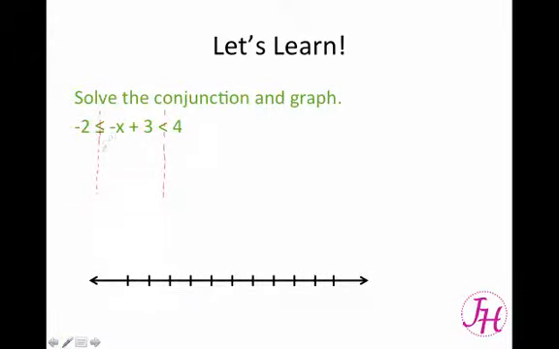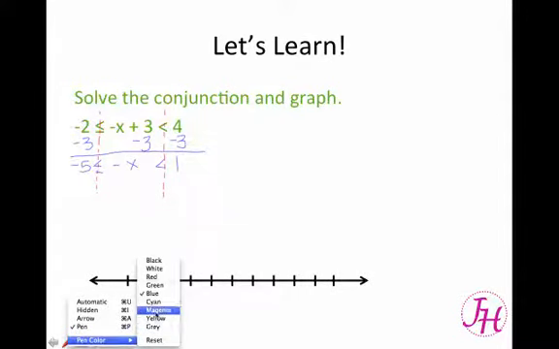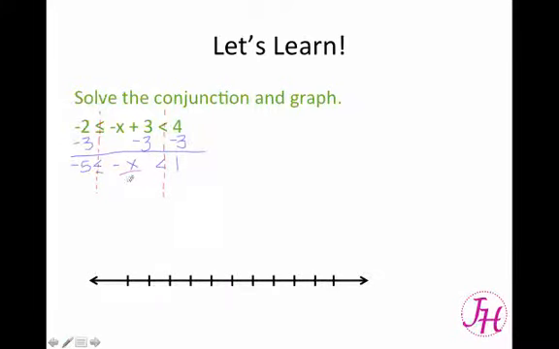Then it's just like a regular equation in the sense that we want to get x by itself. So we're going to subtract 3, but we must subtract 3 from every side of the dotted line. So we have -5 is less than or equal to -x, which is less than 1. Now we need to divide everything by -1 in order to get rid of the negative sign. So we're going to divide by -1.